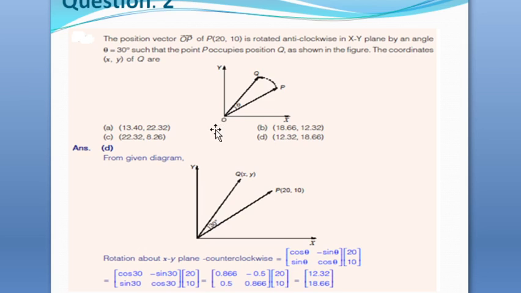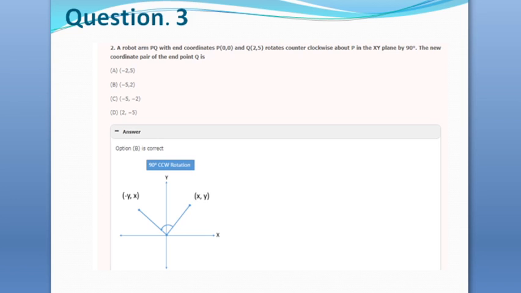Here the pivoting point is 0, 0. P is rotated to Q. We have to find out the coordinates of Q. The rotation angle is given, so we can directly substitute the cos theta, minus sin theta, cos theta. Then the initial point of P, 20, 10, is multiplied with this rotation matrix to get the result. Then question number 3, we have already discussed this point.